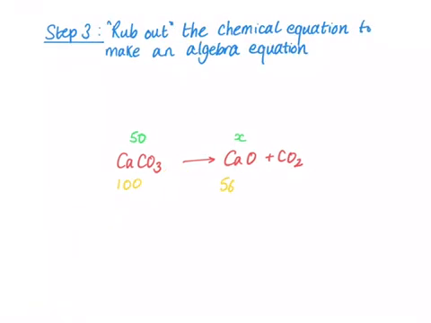So the next step is you have to rub out the chemical equation to make an algebra equation. So we're going to imagine rubbing out all of that stuff, and we're going to put in a line to divide, and we put an equal sign. So we say 50 divided by 100 is x divided by 56.